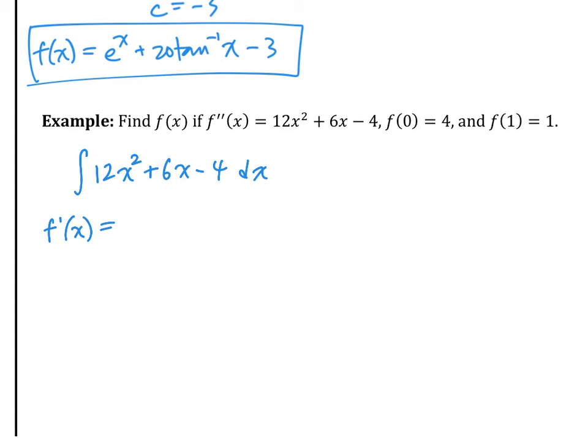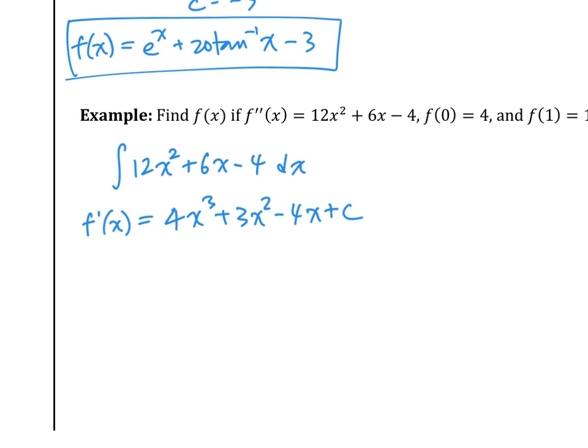So pause the video, give this a try. Find the integral of f double prime. All right, the answer is 4x to the third plus 3x squared minus 4x plus c. All right, good. Now we are trying to find the original function, so we need to do this one more time.